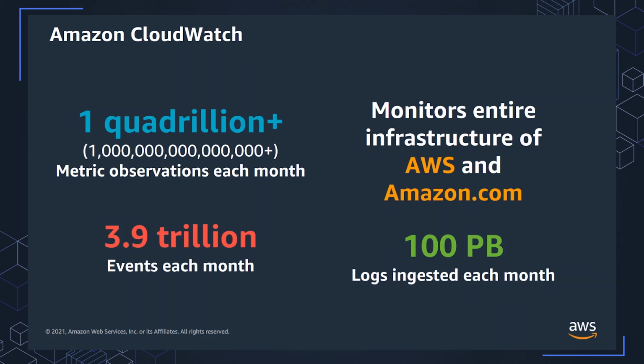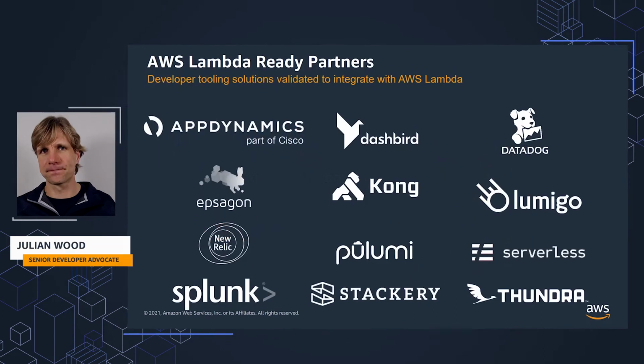Yes, 1 quadrillion, which is 1,000 trillion, metric observations each month. CloudWatch processes trillions of events each month and 100 petabytes of logs ingested. CloudWatch runs monitoring for all of AWS and Amazon.com, as well as our customers.